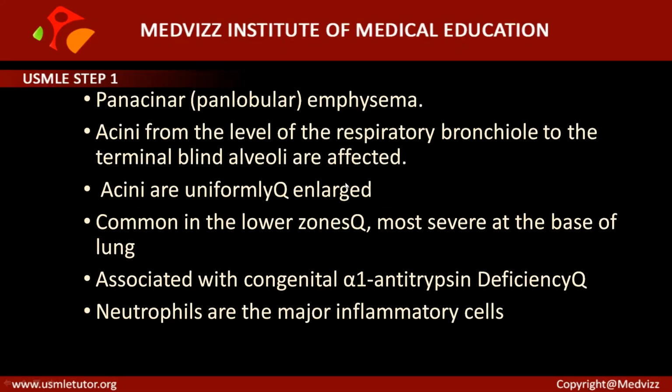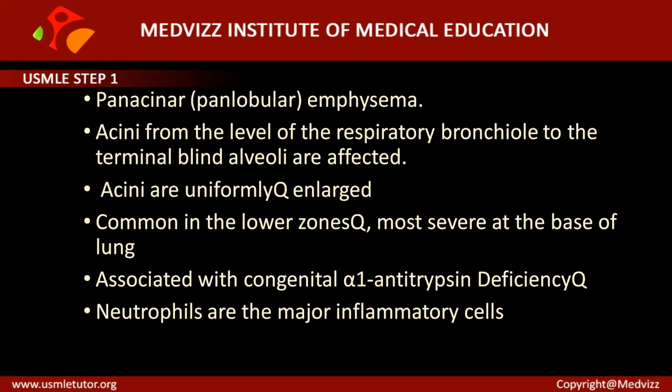And the second one is pan-acinar emphysema, which is also called pan-lobular emphysema. So why are we calling it pan-lobular? Again, as I mentioned, these emphysemas are categorized based on the anatomical location. So acini from the level of the respiratory bronchiole to the terminal blind end of the alveoli, so the entire acinus is involved. That's why it is called pan-acinar or pan-lobular.